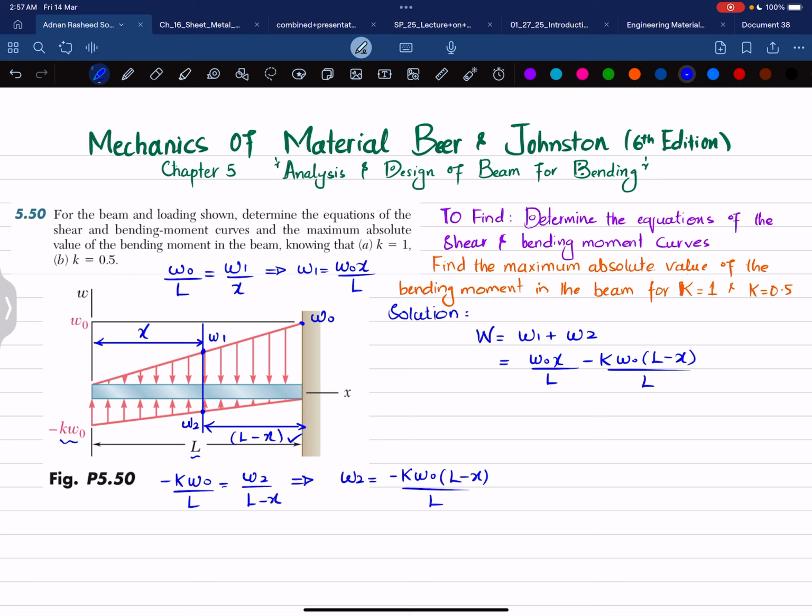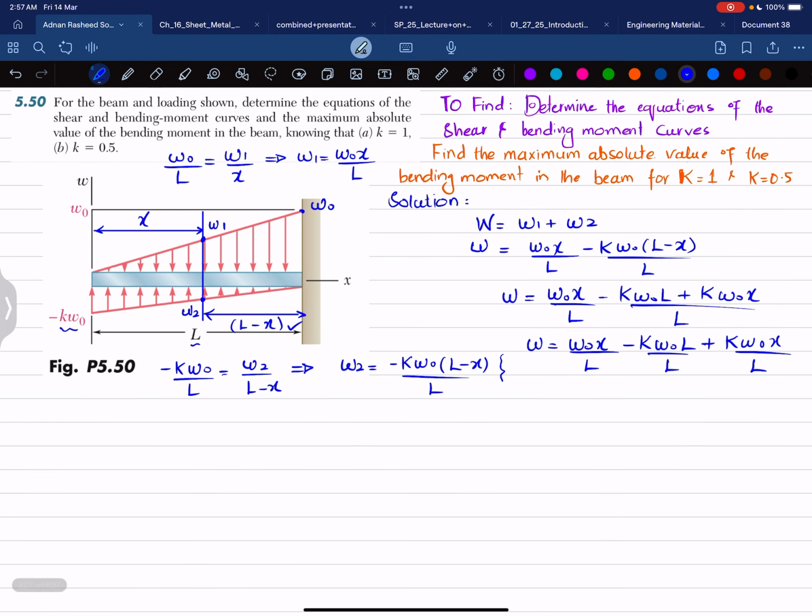Okay. If we simplify it, this W will be equal to W naught x over L minus K into W naught L plus K into W naught x divided by L, and W will be equal to W naught x over L minus K into W naught L by L plus K W naught x divided by L. If we further simplify it, what we will get is W is equal to W naught x divided by L minus K into W naught plus K into W naught x over L.